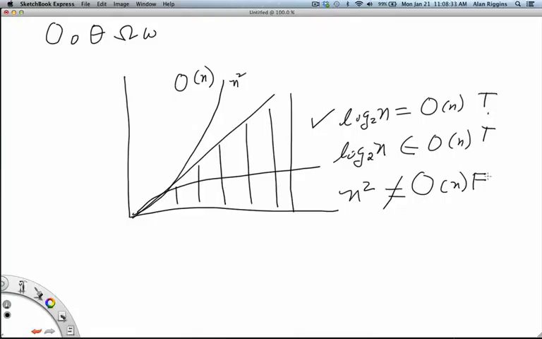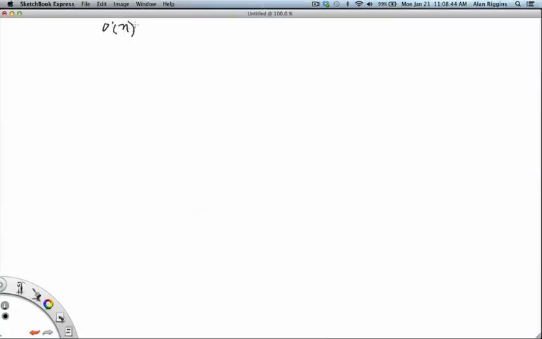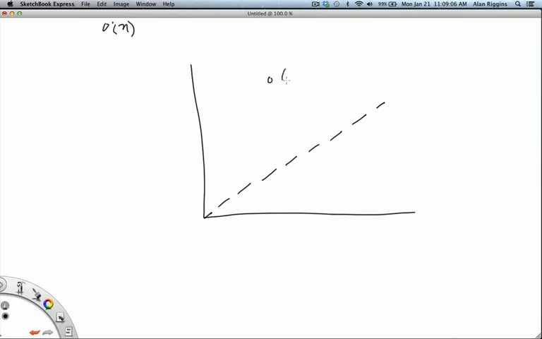I'm going to clear the sketch pad now. Little o of n. This is the set of functions that grows at a rate strictly slower than n. These are faster functions. Since we're not including the line, I'm going to make it dashed here. The line is not included. And then shading the set of functions, little o of n, we have everything that is below the line.